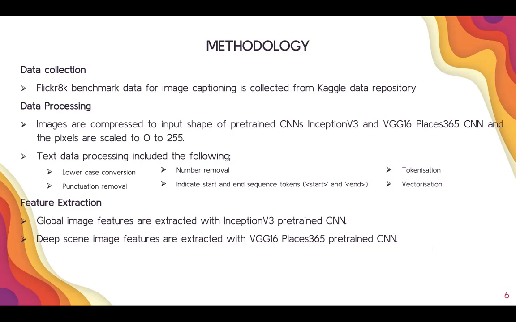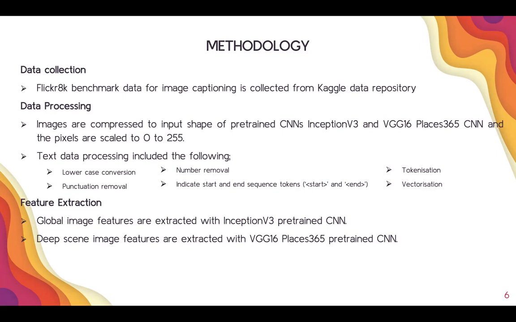The Flickr 8K dataset is a benchmark dataset for image captioning research, and we chose to use it in this research because of its fairly small size and the limited computing resources. So it is quick for prototyping and will be good to conduct the experiments we are trying to conduct. For data processing, we resize the images to the input shapes of the pre-trained CNNs that will be used to extract the features, and we scale the pixels within 0 to 255. So that is the processing for the images.